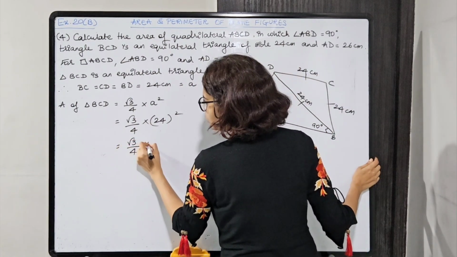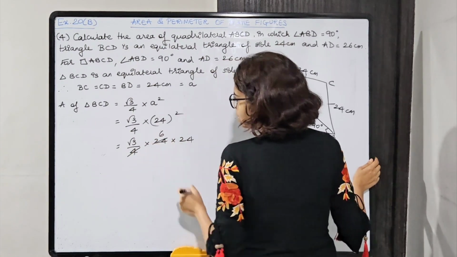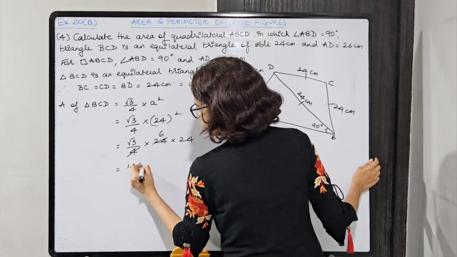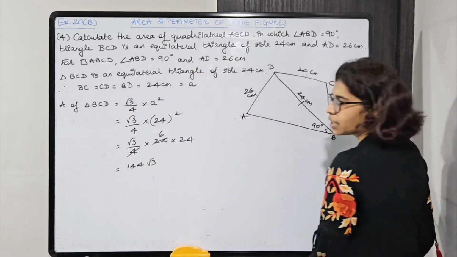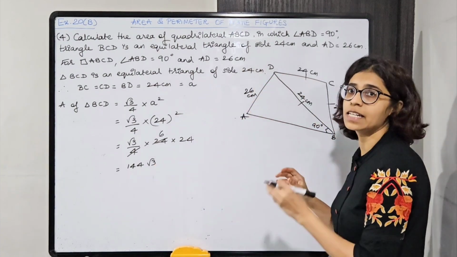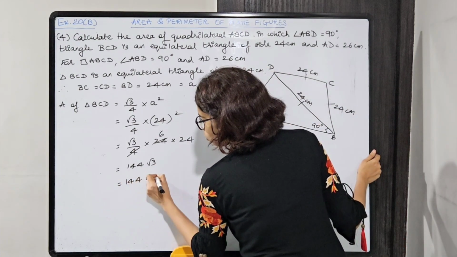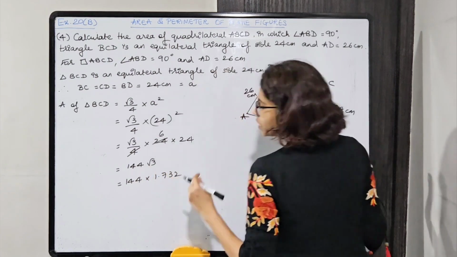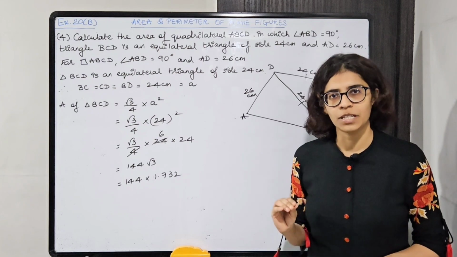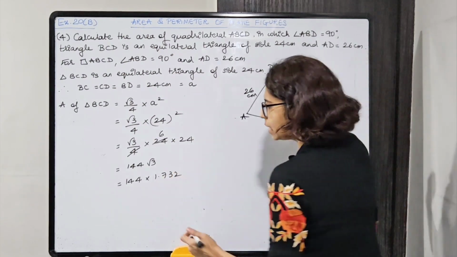So what I am doing is I am writing it as 24 into 24, 4 6s are 24. Okay, so this will be 144√3. Correct. Now 144√3 को as it is नहीं रखेंगे, decimals में find out करो. So 144 into 1.732. √3 and √2 का values पता ही होना चाहिए students, up to 3 decimal places. So √3 is 1.732.